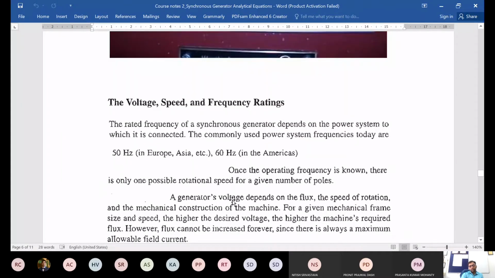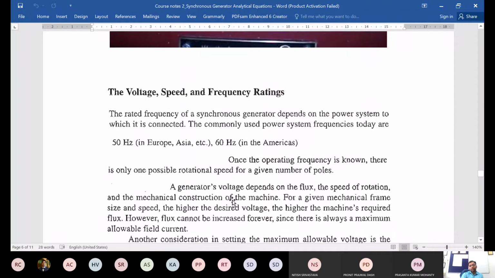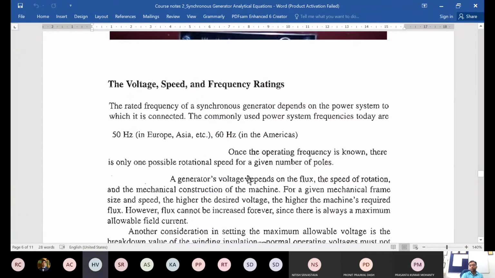Next comes the voltage. As we discussed, you might recall, last class and the class previous to that, we discussed the generated voltage, and the generated voltage was given as K into phi omega.